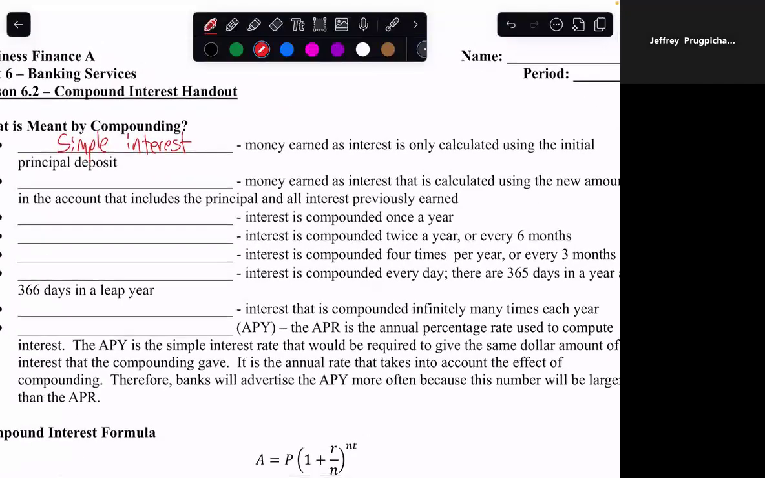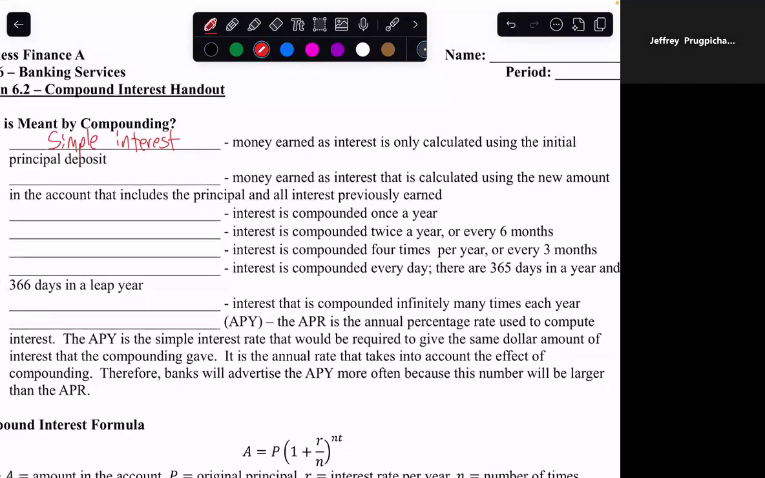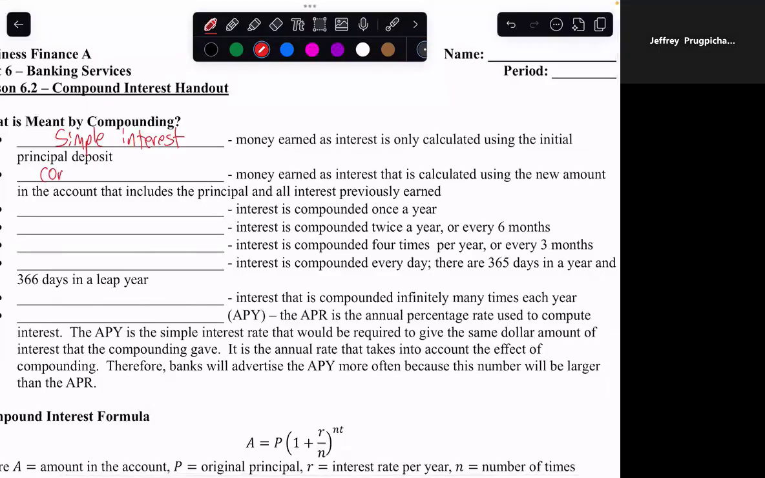Okay, so that means that the amount of bonus money you get is always the same. It's based on the original deposit, the principal. So it doesn't matter whether it's been 1 month since your deposit or 10 months or 100 months. Simple interest, you get the same payment every time. But then we also have what's called compound interest.